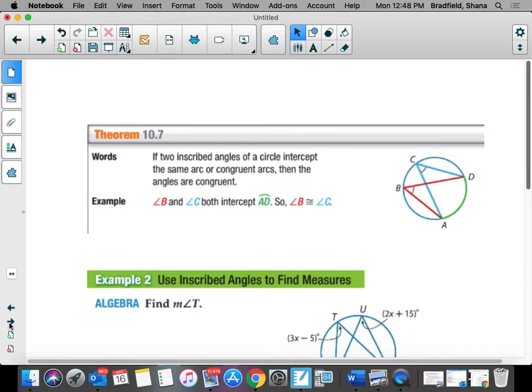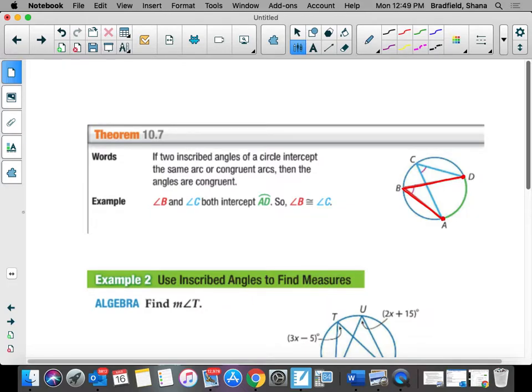All right, the next one, I'm still looking at inscribed angles. This is just telling us about congruence. So if 2 inscribed angles of a circle intercept the same arc or congruent arcs, then the angles are congruent. So I'm just going to follow along with this. I've got angle B and angle C. Angle B intercepts the circle at points D and E.